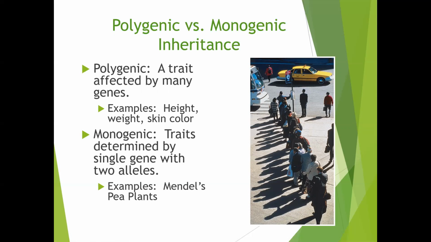All right, so those are going to be the exceptions to the rule of Mendelian genetics, and you will have to practice codominance, incomplete dominance, and sex-linked traits using Punnett squares.